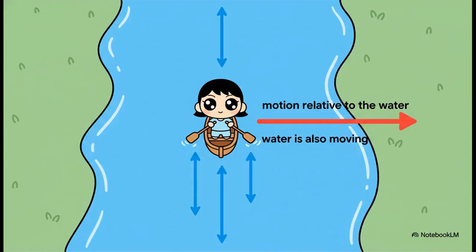Let's go back to an analogy. Imagine you're in a boat, rowing straight across a river. From your point of view in the boat, you're just moving across the water. But the river itself is flowing downstream. The water is moving relative to the shore. So your actual motion depends entirely on your frame of reference. Are you measuring it relative to the water or relative to a person standing on the riverbank?